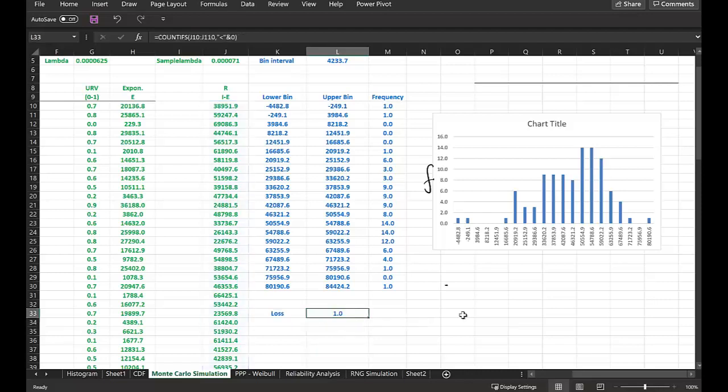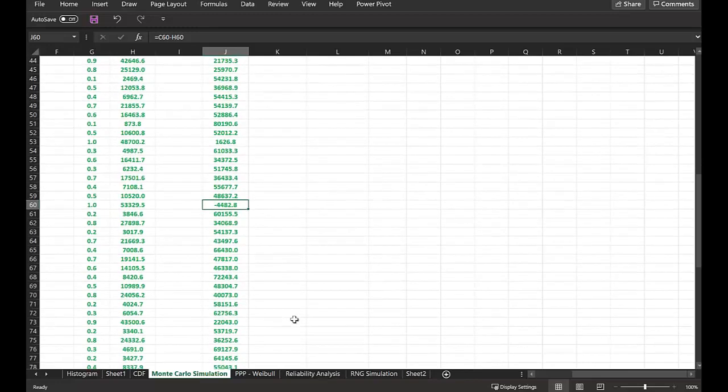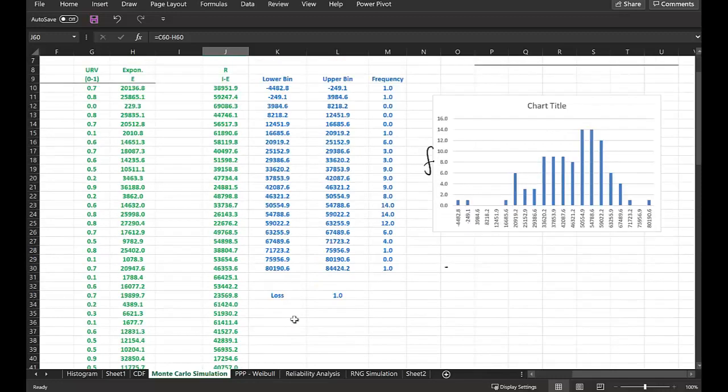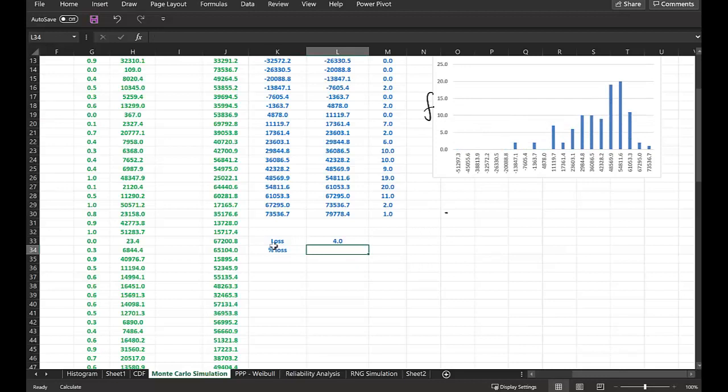So there is only one term that is negative. If you see from here, this term is negative and none of the other terms is negative. So this simulation says out of 100, only one sample is negative. So percentage loss will be 1 by 100. I can also calculate percentage loss. This is equals to this number divided by 100.